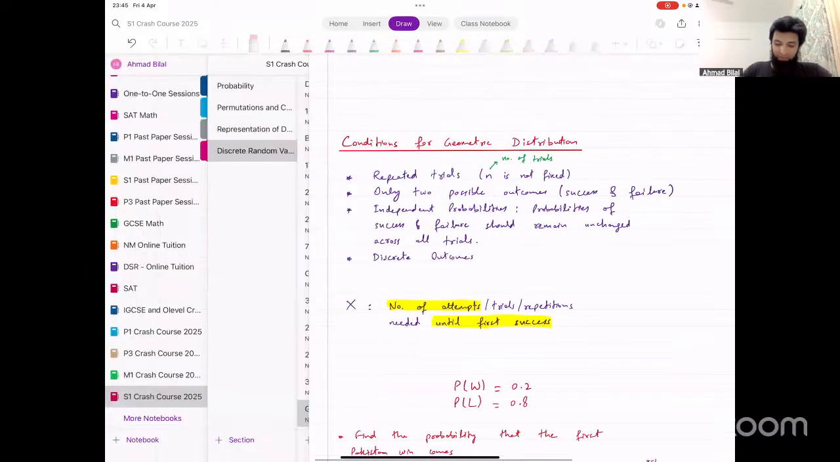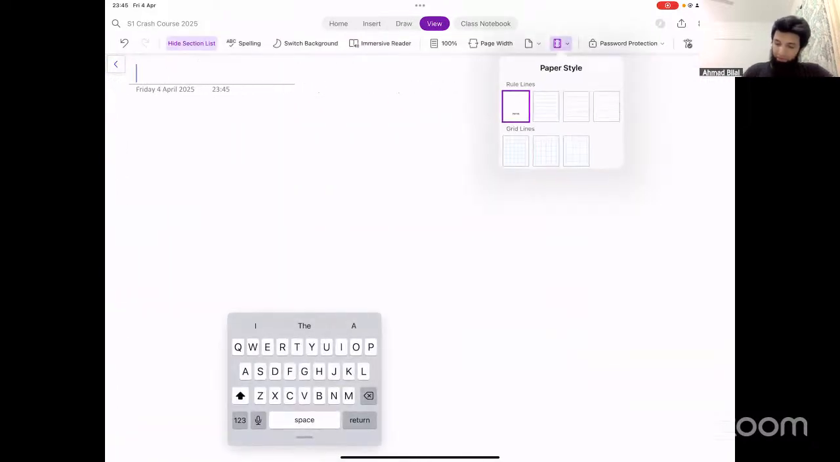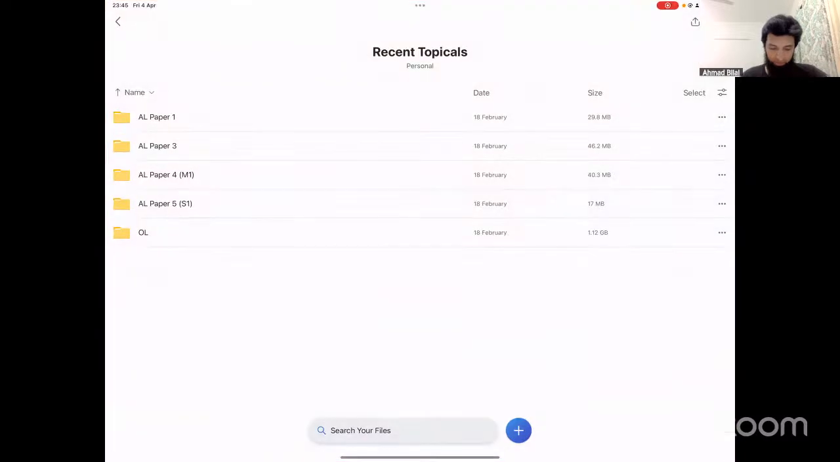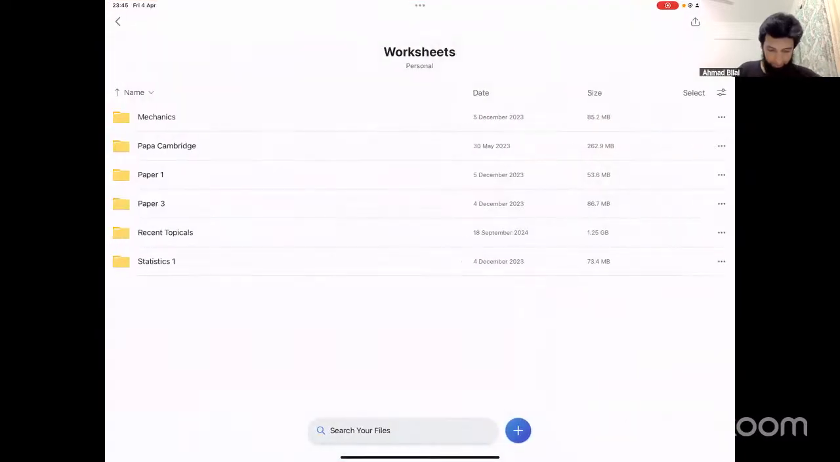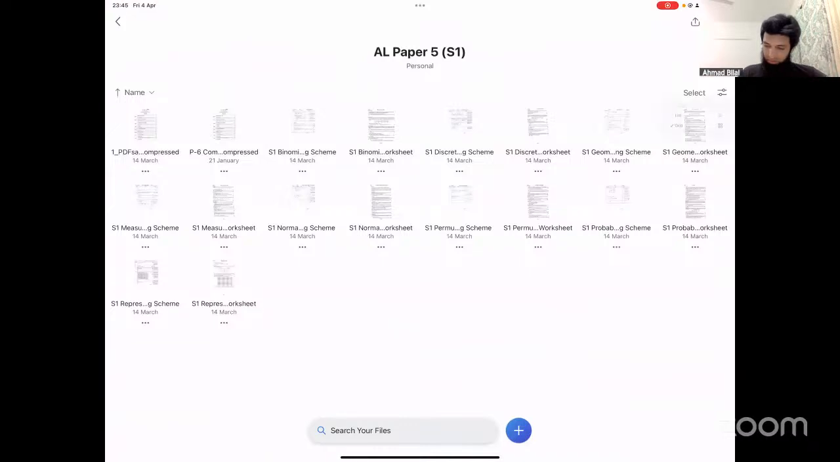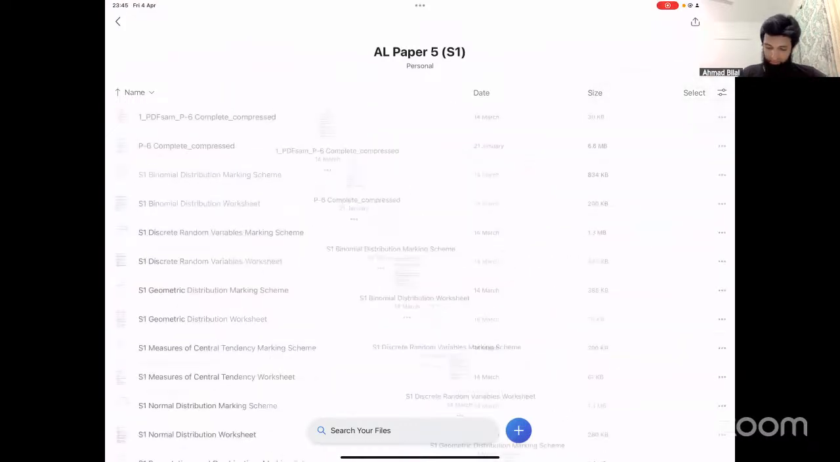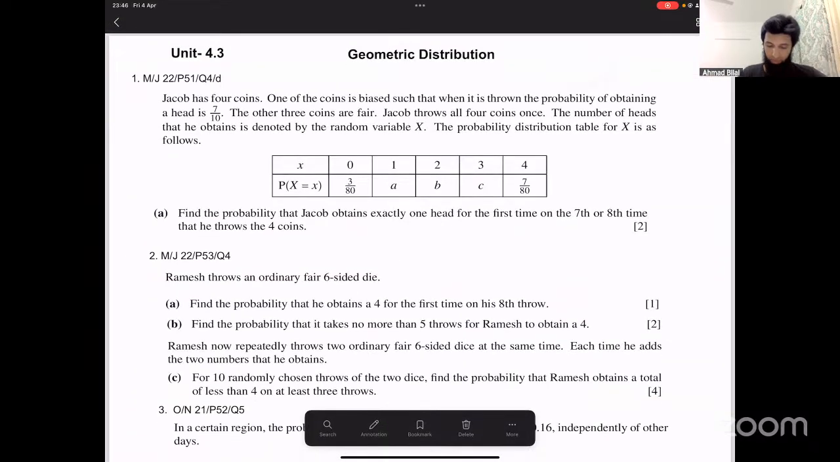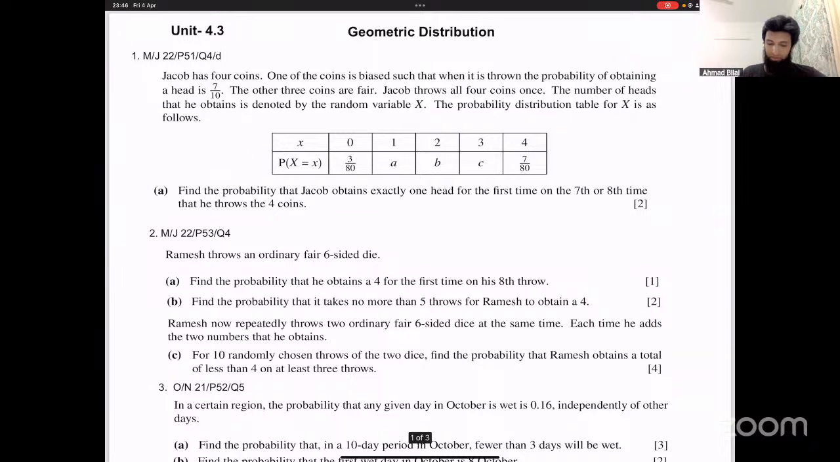Okay, let's have a look at some questions now. So what I'll do is I will copy some questions from this. Let me see if I can find some here. The worksheet is already uploaded, right, for geometric distribution. Okay, let's have a look at some questions in this now.